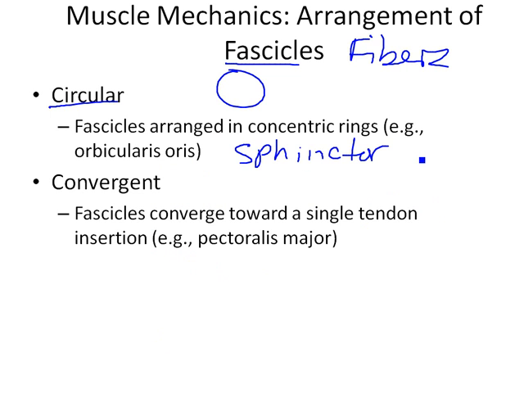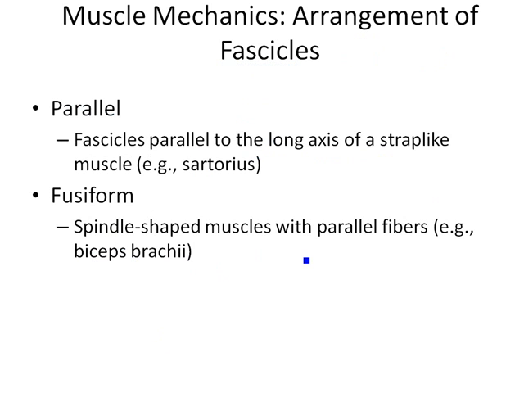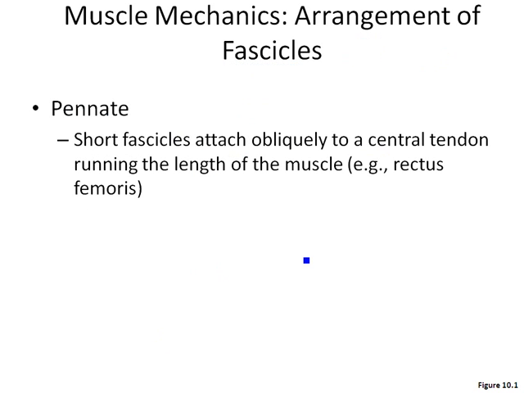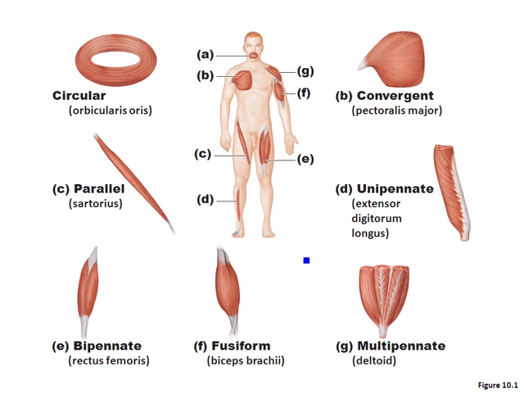Either convergent, they all go to a single place, they all go toward a single insertion. That will tell you something. Let me go to that picture. Okay, here we go. So we have circular, like in a sphincter. These are convergent. This is in your pectoralis muscle, kind of in your chest. Think about bringing your arms together and all those fibers contracting at the same time to bring your shoulders together.